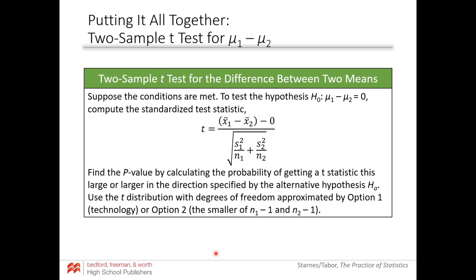Then when we're calculating things and using degrees of freedom, we can use either technology. So remember, with technology, we're going to be doing a 2-sample t-test. Or if you're using the table, which is option 2, take the smaller sample size and use that for your degrees of freedom.